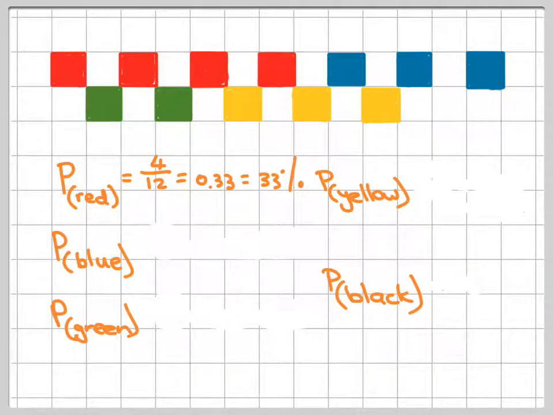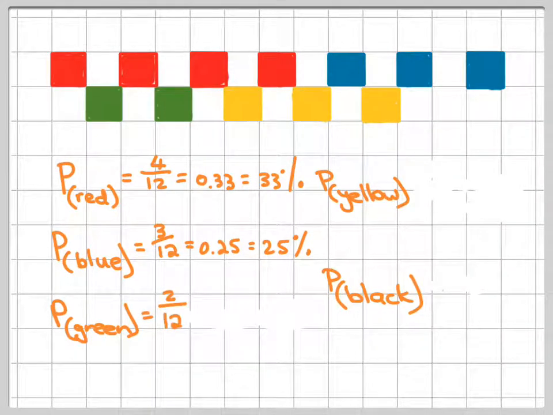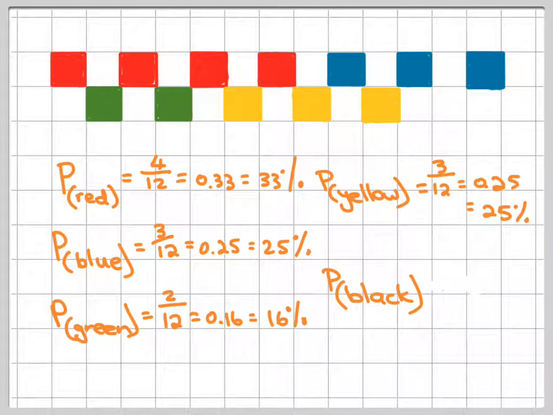Well, what's our option of blue? We've got 3 blues here. So that'll be 3 over 12. And that, if you divide 12 into 3, is 0.25. When we multiply by 100 to get it to a percent, we end up with 25%. Okay, green would be 2 over 12. And that would be 16%. Yellow would be 3 over 12. And that would be 25%.